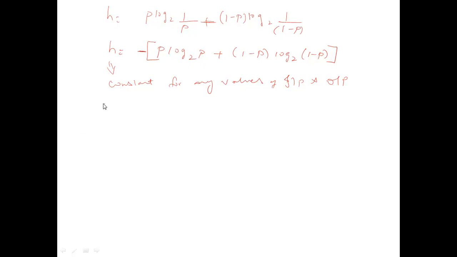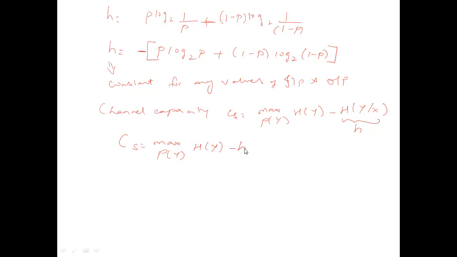Therefore now we can write channel capacity Cs. We have taken the second equation, maximum of P of x, H of Y minus H of Y given X. Just now we got the answer, H of Y given X is nothing but small h. So Cs is nothing but maximum of P of x, H of Y minus small h. Just now I told you small h is always a constant, so we need not find any maximum value for this part. Only we need to find the maximum value of this part.